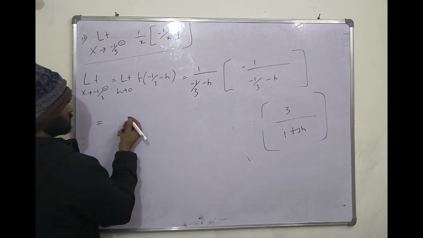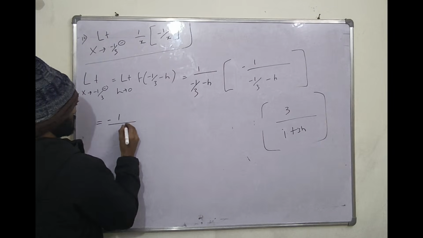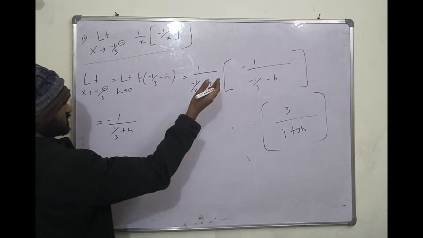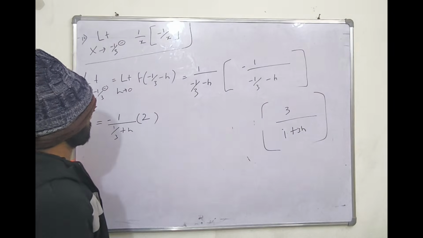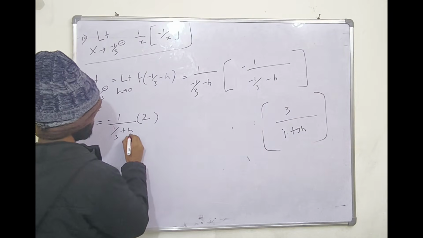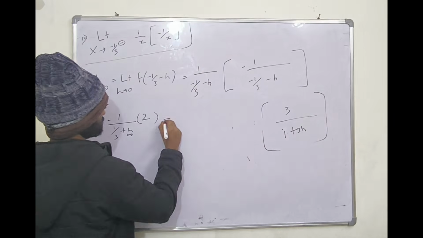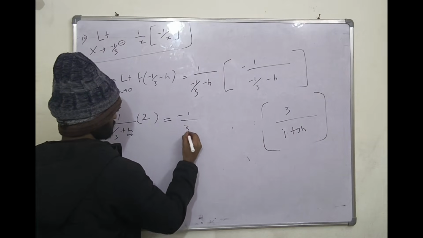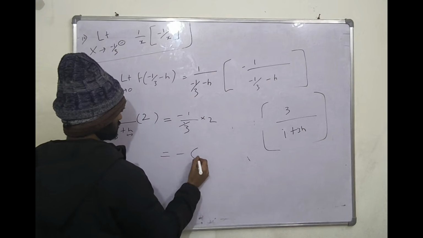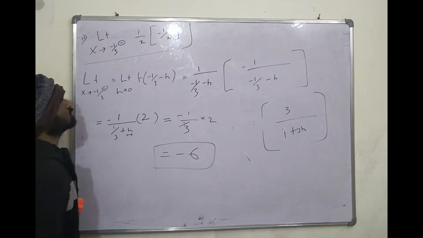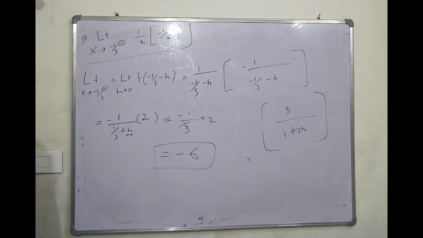Okay, good. So the value of that is minus 1 by 3 plus h. So this is just less than 3, so its value is 2. Step of just less than 3 is 2. So again, now substitute h equals to 0 here. This is minus 1 by 3 into 2, which is minus 6. Clear? Understand? Okay.